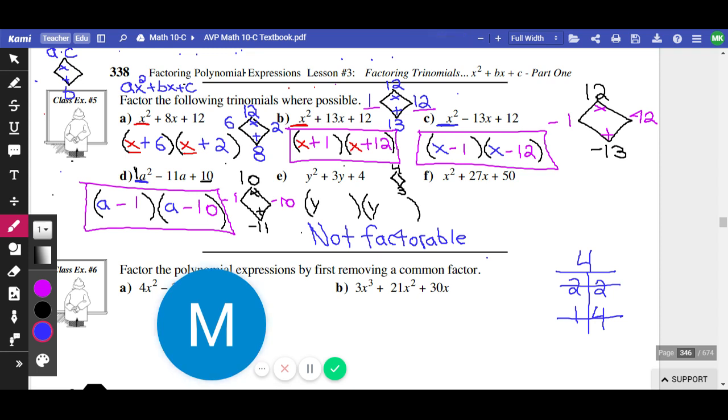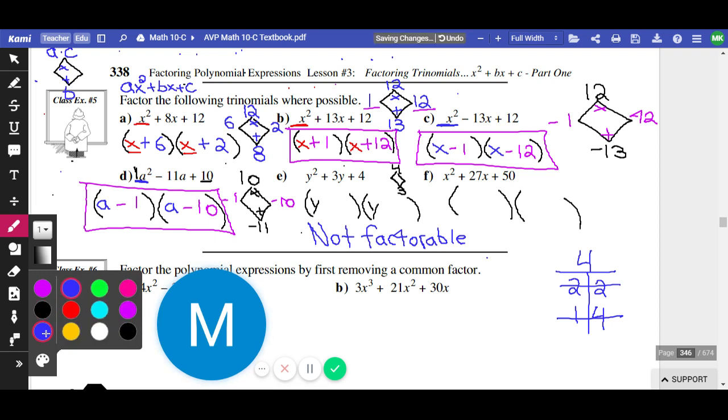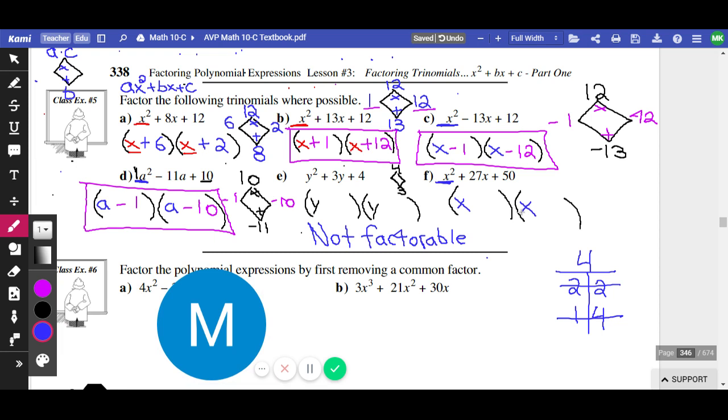F. So we set up F. We know we're going to get 2 binomials. We know the first term comes from the first term. Right? X squared comes from X times X. The sides of the diamond create the second terms of the binomial. You want 2 numbers that multiply to be 50 and add to be 27.